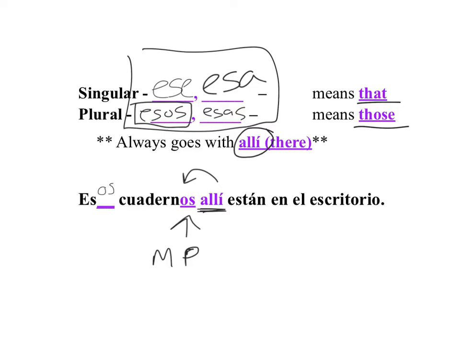This sentence is saying, let me see if I can type it really quick. Those notebooks there are on the desk. Okay? So we have the word there goes with allí. Notebooks comes from cuadernos. And those is going to be esos.